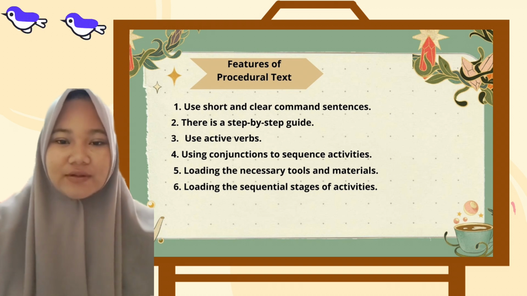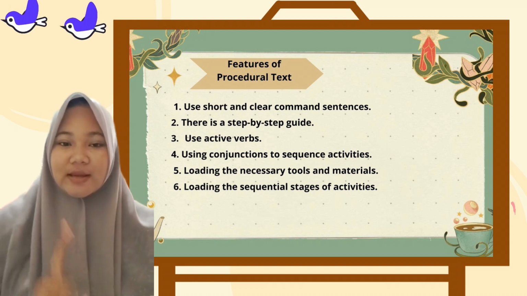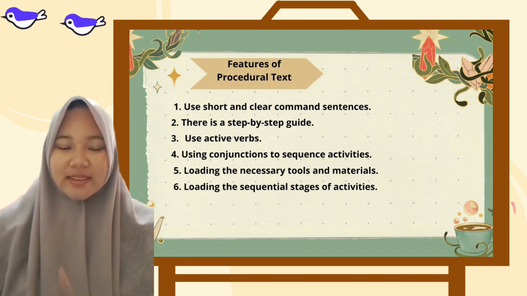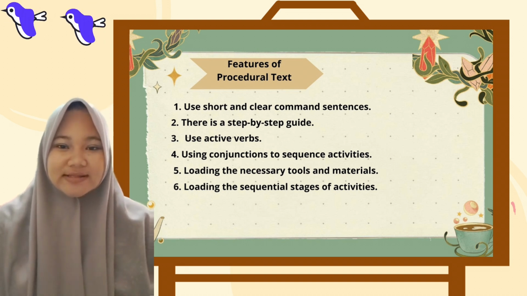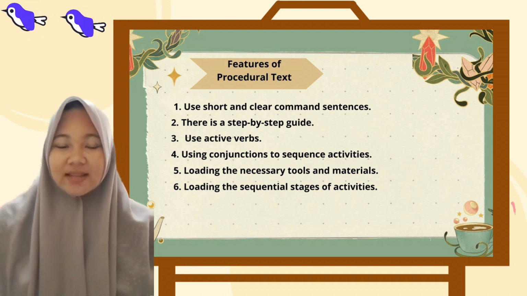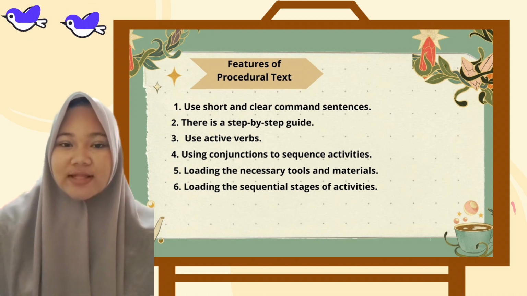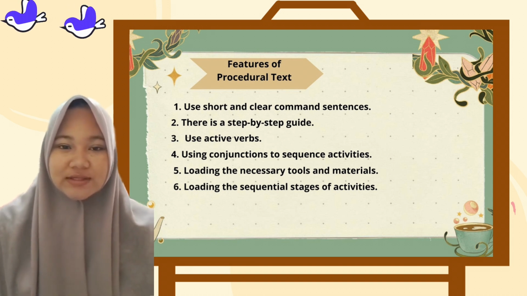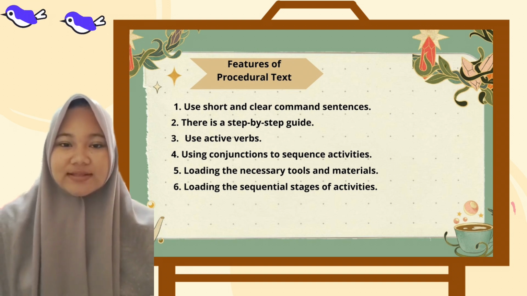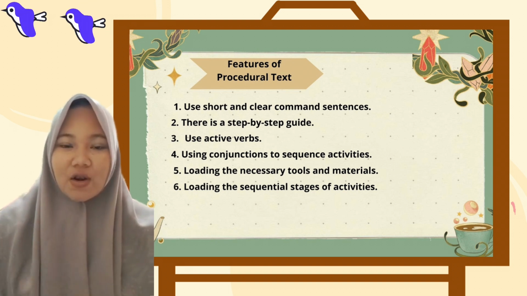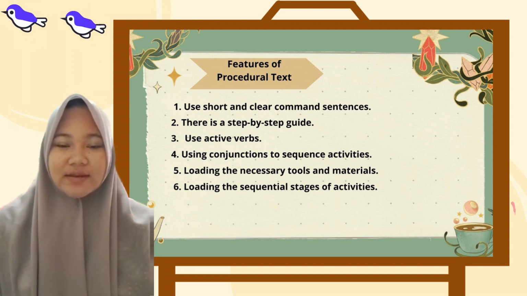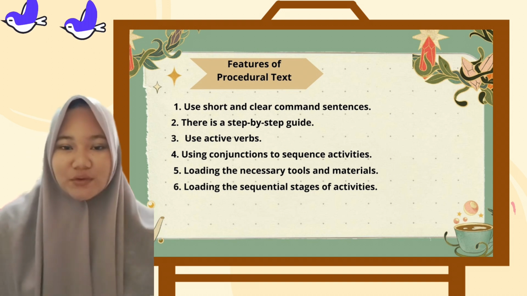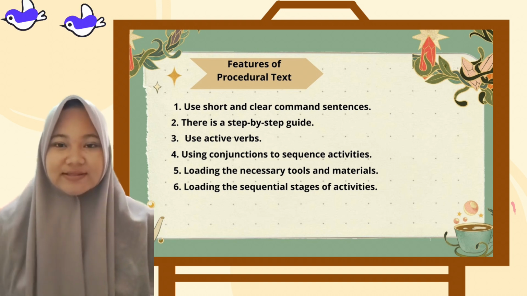Okay, next, features of procedural text. Number 1, use short and clear command sentences. And number 2, there is a step-by-step guide. And number 3, use active verbs. And number 4, using conjunctions to sequence activities. Number 5, loading the necessary tools and materials. And number 6, loading the sequential order of activities.